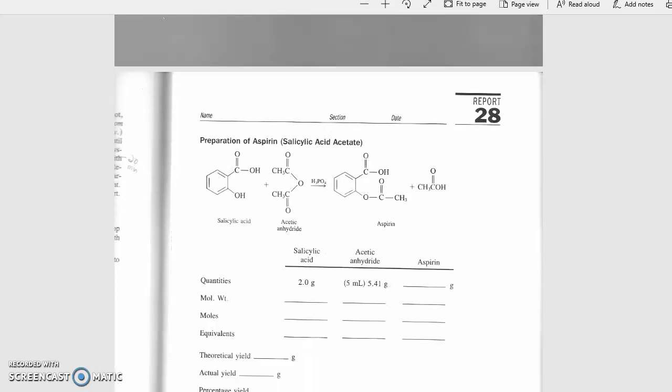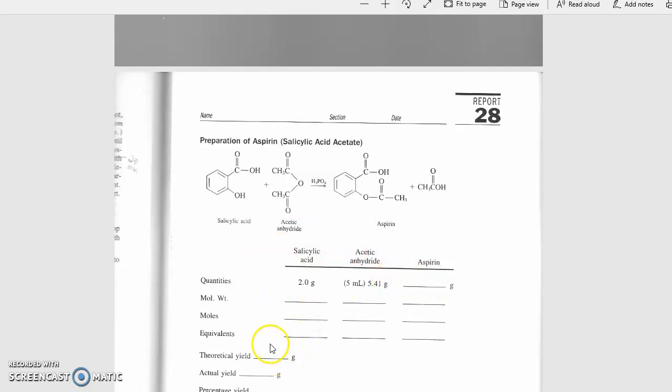And for this experiment, they give you how much of the salicylic acid you would be using, how much of the acetic anhydride you'd be using, and there's an excess of this. And for the amount of aspirin that you will produce, had you been doing this, 1.95 grams is what your actual amount of aspirin would come from this reaction as it is carried out.